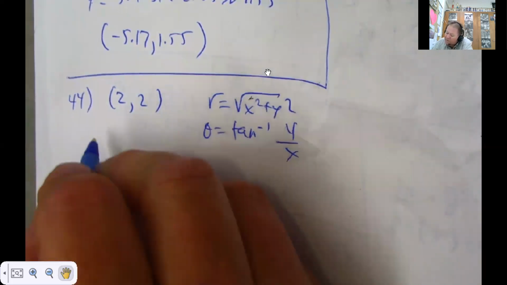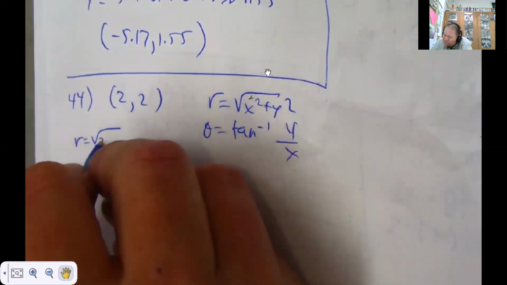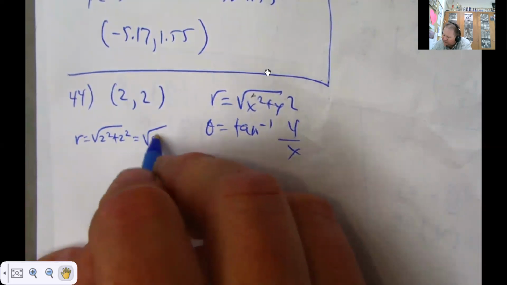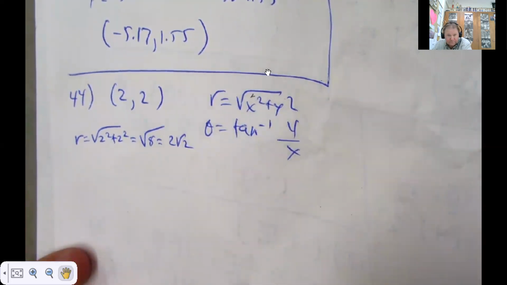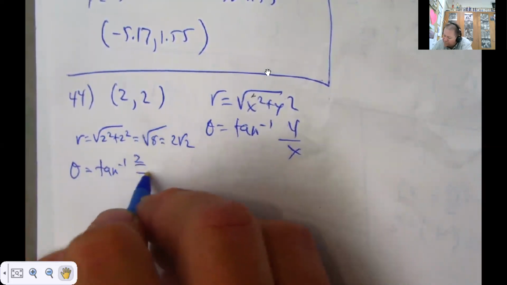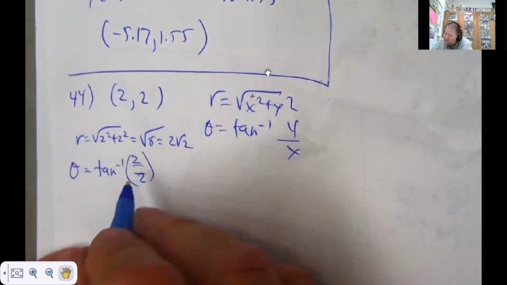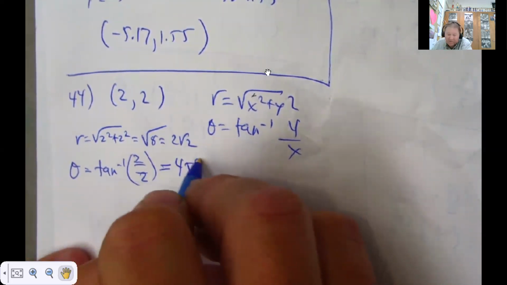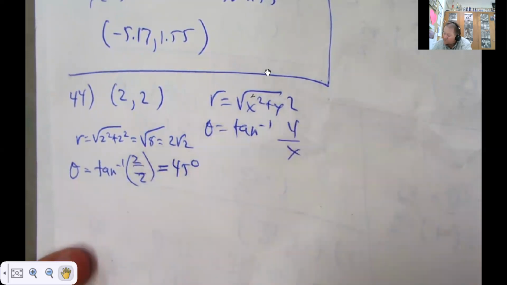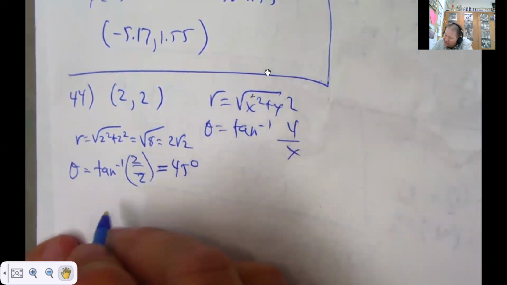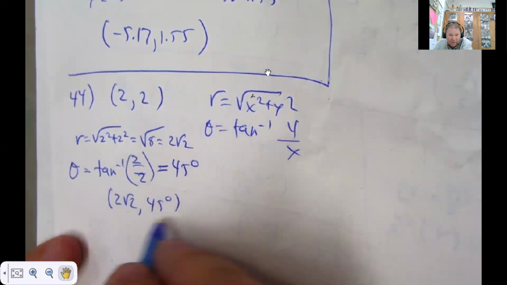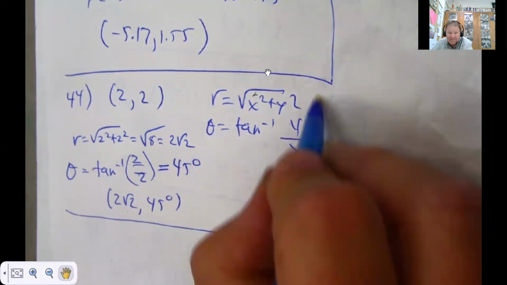All right, 2, 2. Well, the r value is going to be the square root of 2 squared plus 2 squared, which is 4 plus 4, which is the square root of 8, which is 2 root 2. r is 2 root 2. And theta is the arctangent of 2 over 2, which is the arctangent of 1, which is exactly equal to 45 degrees. Right on the dot. I don't need a calculator for that, right? Tangent of 45 is 1. So I'm going to go ahead and list that as 2 root 2 comma 45 degrees. Of course, I could do pi over 4. If you feel strongly you'd rather put it in radians, I definitely get that.